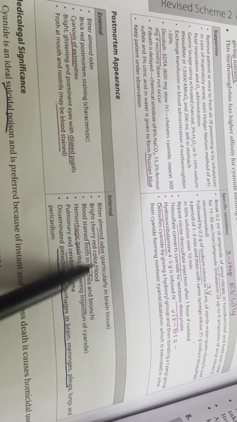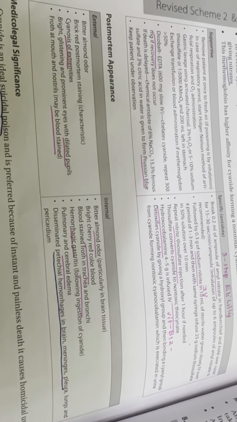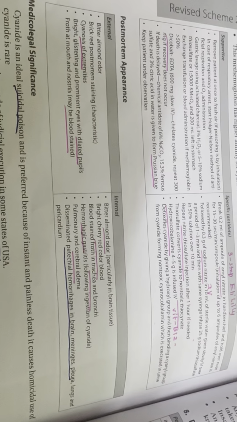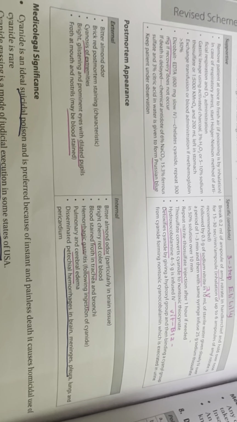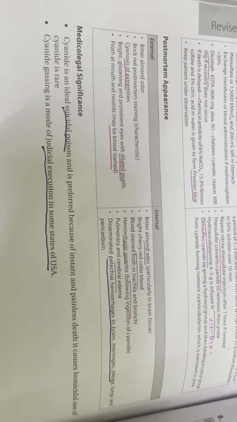Internal: bitter almond odor, particularly in brain tissue, bright cherry red color of blood, blood stained froth in trachea and bronchi. Hemorrhagic gastritis following ingestion of cyanide, pulmonary and cerebral edema. Disseminated petechial hemorrhages in the brain, meninges, pleura, lungs and pericardium.